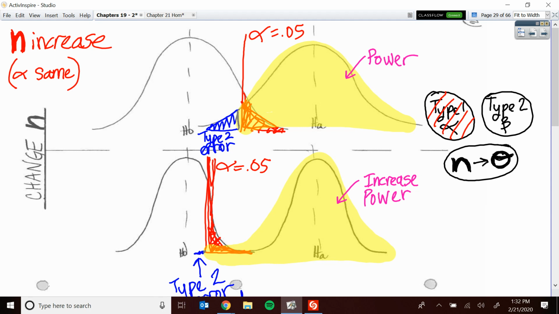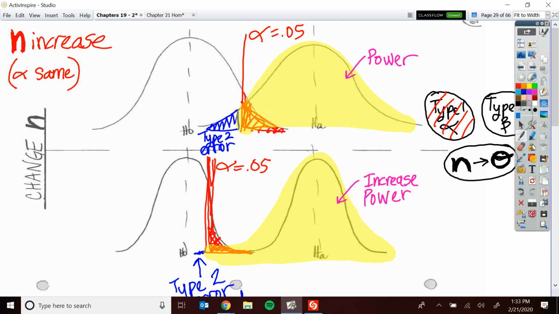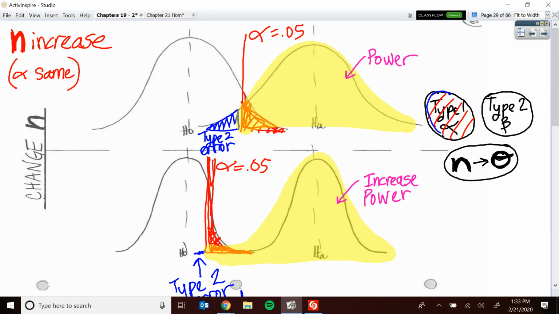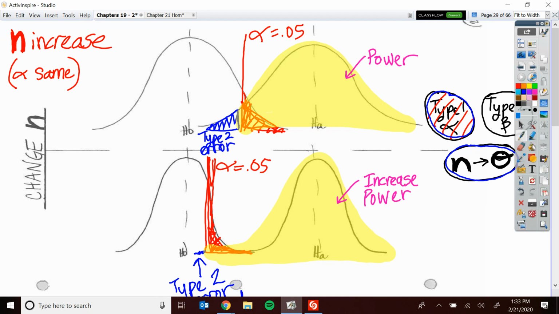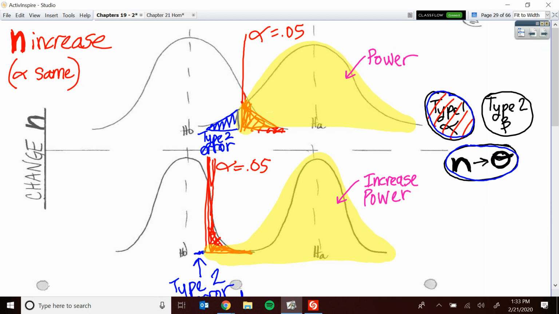There are two circles that you as the researcher control. You control this circle and you control this circle. If you keep one of them the same, then cross it out. If sample size stayed the same, you'd cross that one out. Keep that in mind: cross out the one that doesn't change, if there is one. But what did we do on this page? We made N go up.